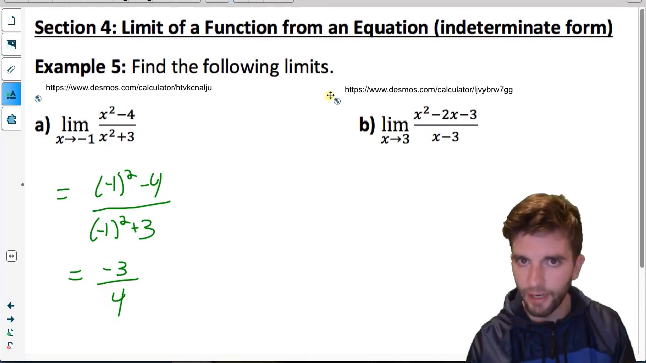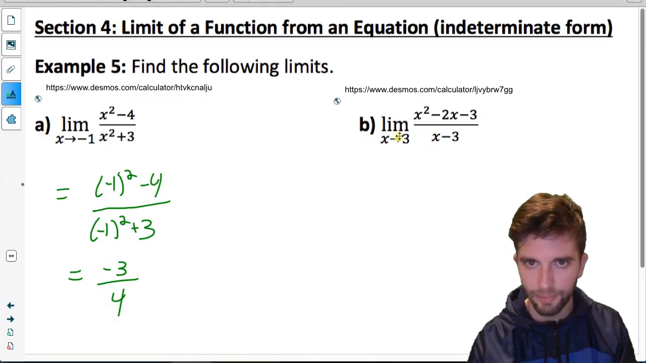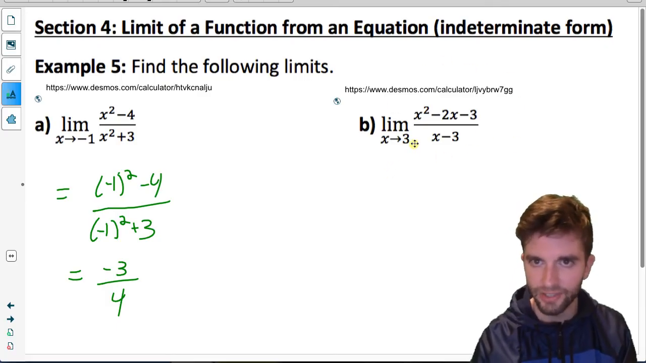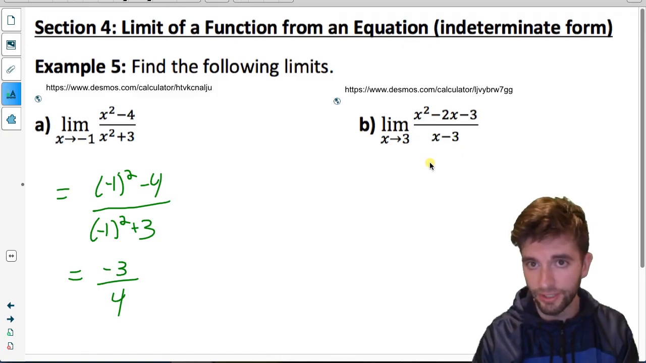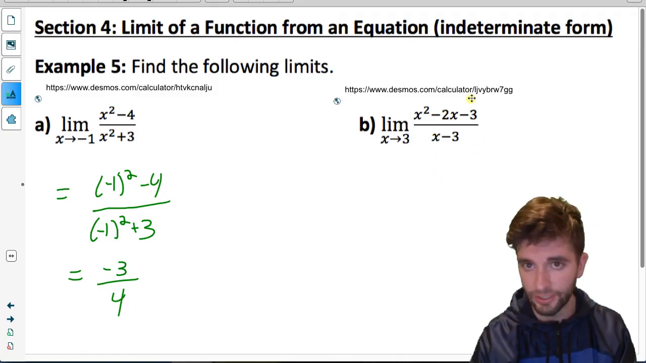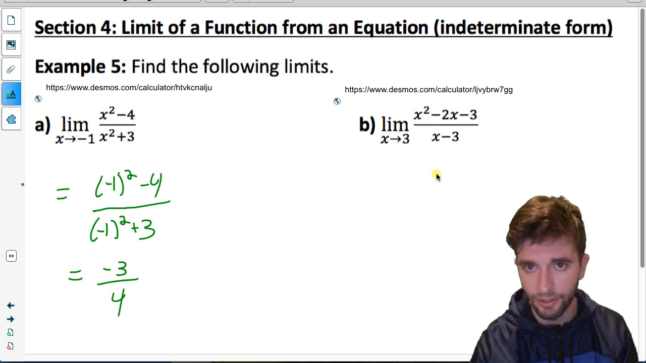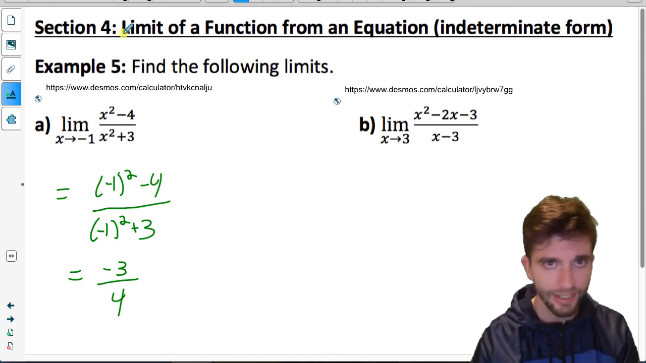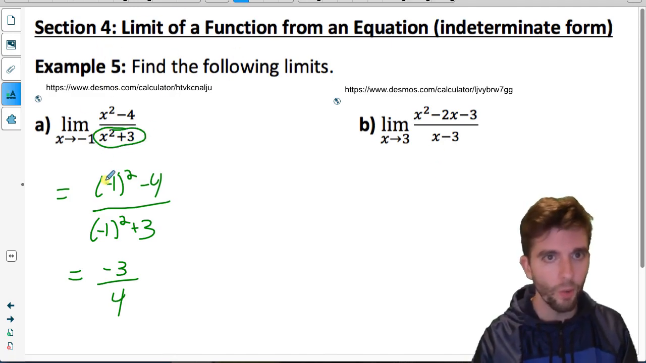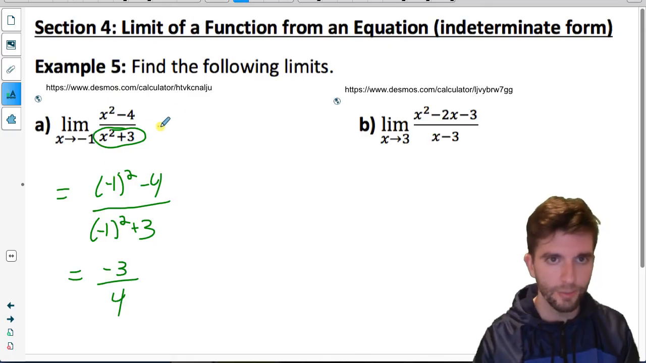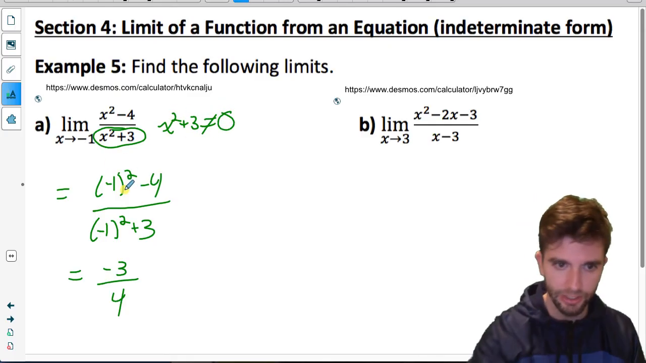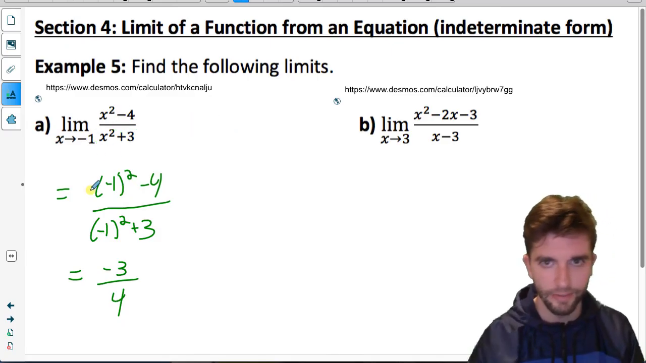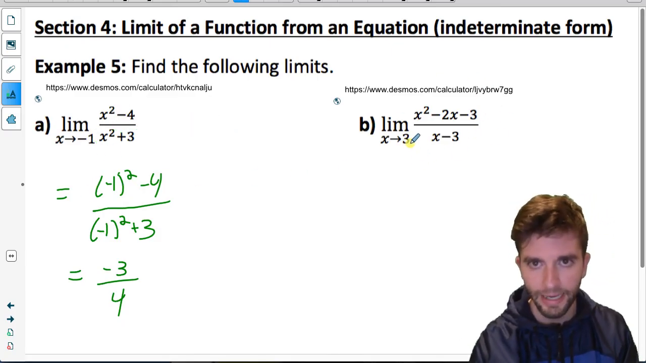Part B is a bit different because I can't just plug 3 into this function. This function actually isn't a continuous function. It has a restriction. x can't be 3. If x was 3, I would have 0 in the denominator, which means this is going to be undefined for an x value of 3. Over here, this one didn't have any restrictions, right? There's no way that could be 0. There's no possible way x squared plus 3 could be 0, so I didn't have to worry about any restrictions. I could just plug in the x value. But this one, I can't just plug it in.